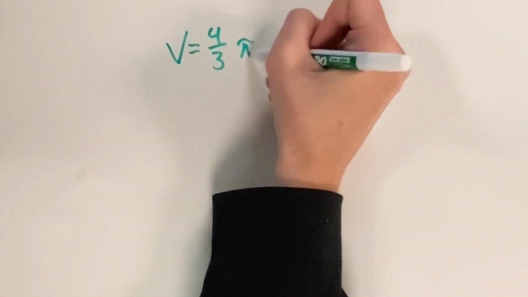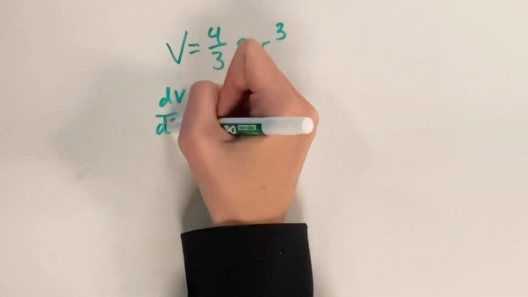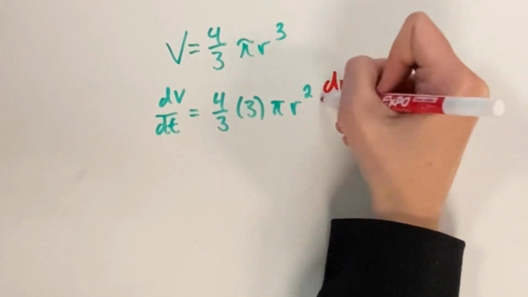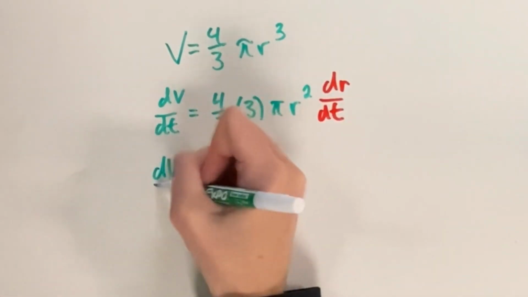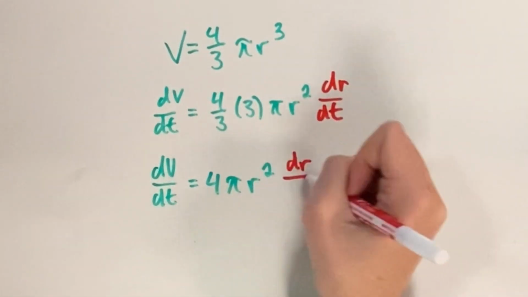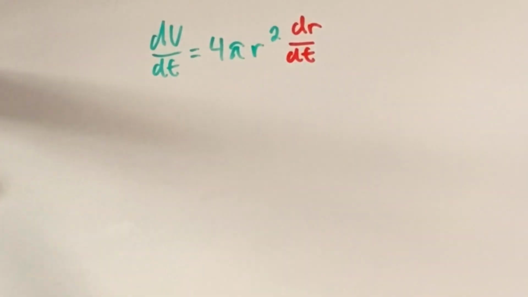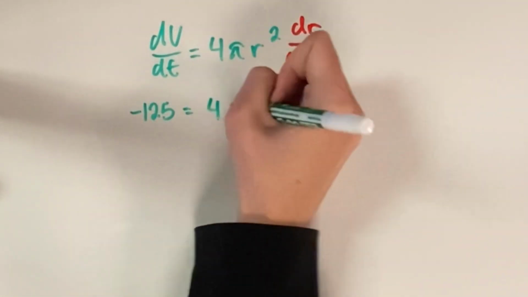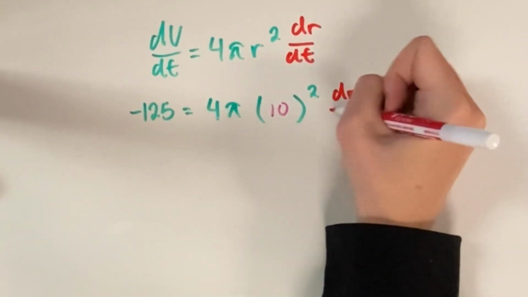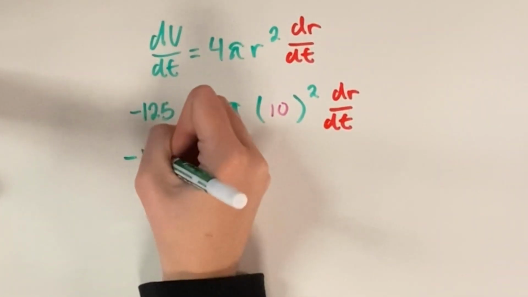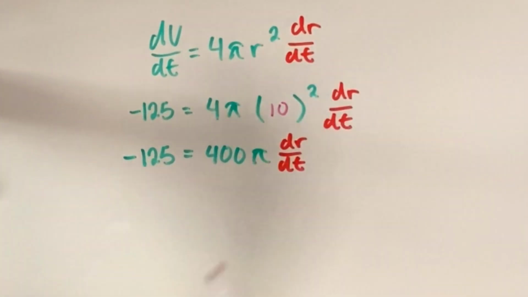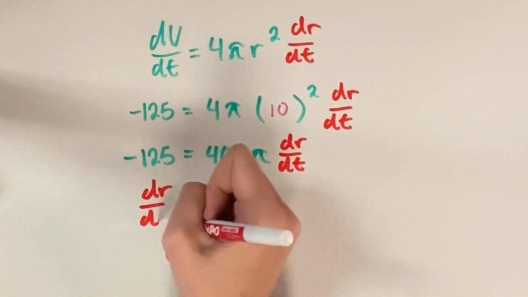In order to find the rate of change of the radius, we must first derive the formula for the volume of a sphere. We will do this by using the chain rule. This leaves us with dV/dt equals 4 pi r squared times dr/dt. We can now replace dV/dt with negative 125 and r with 10. This leaves us with negative 125 equals 400 pi dr/dt. In order to solve for dr/dt, we will divide both sides by 400 pi, which leaves us with dr/dt equals negative 5 over 16 pi.